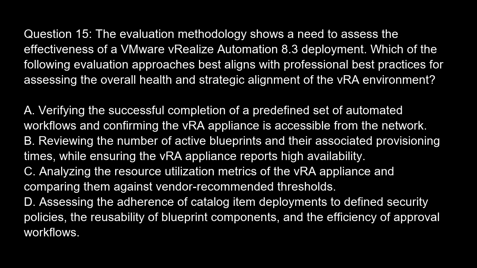Option A. Verifying the successful completion of a predefined set of automated workflows and confirming the vRealize appliance is accessible from the network. Option B. Reviewing the number of active blueprints and their associated provisioning times while ensuring the vRealize appliance reports high availability. Option C. Analyzing the resource utilization metrics of the vRealize appliance and comparing them against vendor-recommended thresholds. Option D. Assessing the adherence of catalog item deployments to defined security policies, the reusability of blueprint components, and the efficiency of approval workflows.